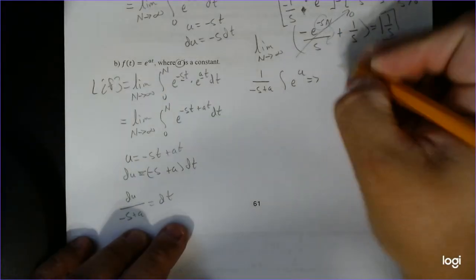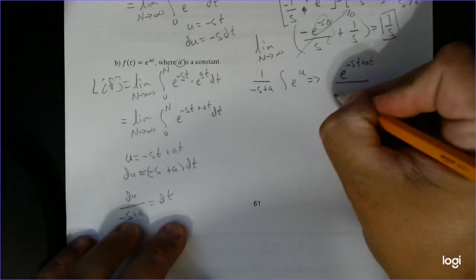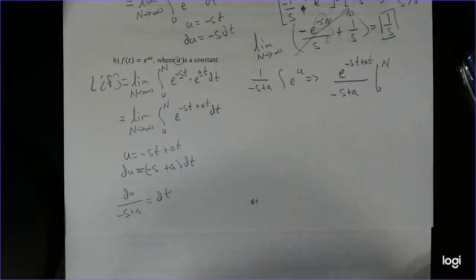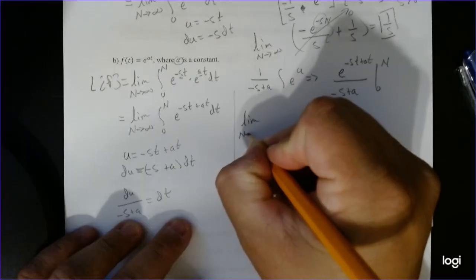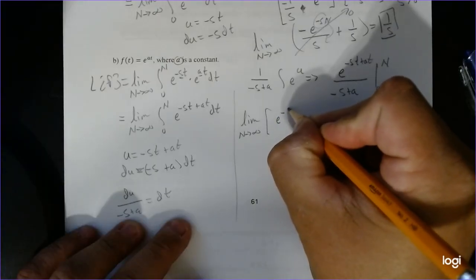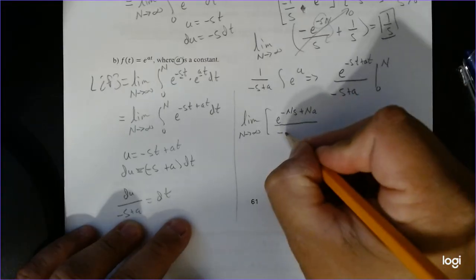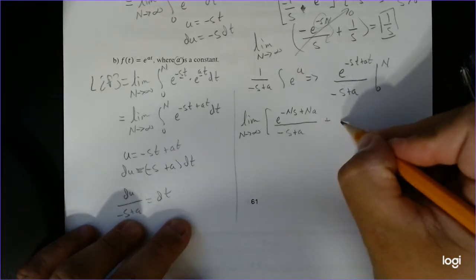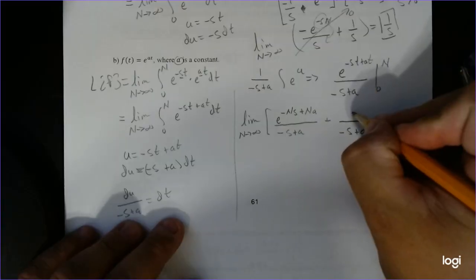So same process, so just e to the negative st plus at over this, evaluate at 0 and n, and again we take the limit at the very end. Right, so plugging in capital N for t, I'll keep it a negative. And all this becomes 1.